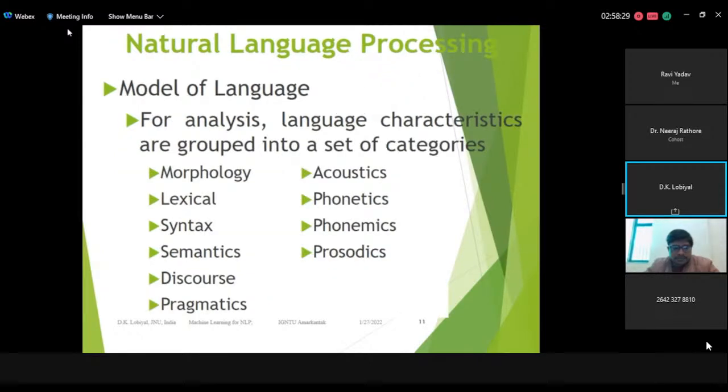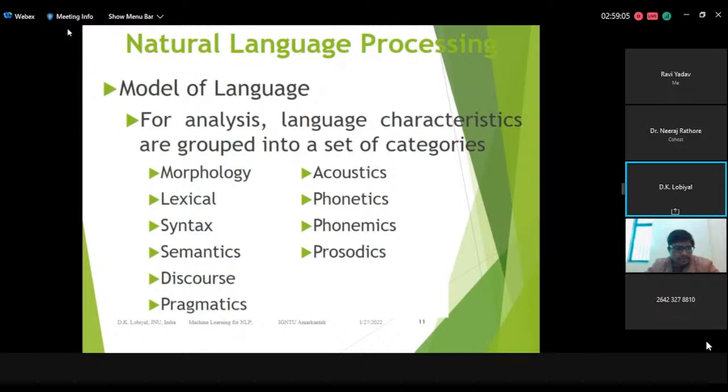Therefore, if you look at the language models, with the two parallels I've drawn, if I take a text, I have to find out the characteristics of the language which are grouped into different categories. That means there's a model where I need to do morphology, how the words are formed. I'll not go into details of that. And then you have lexical ambiguity. You divide a sentence into tokens.